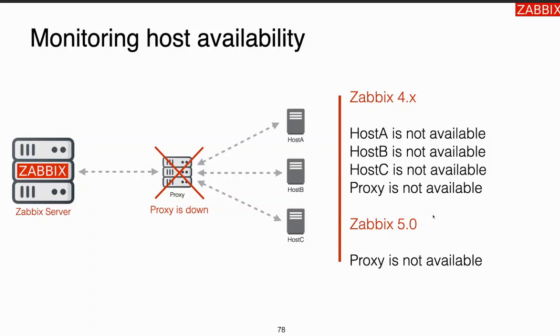But Zabbix 5.0 is much smarter. It understands that, okay, host is monitored by proxy, proxy is down. It means that proxy is the reason why host is not available. And 5.0 will give you just one problem. Proxy is not available. It just works out of the box.